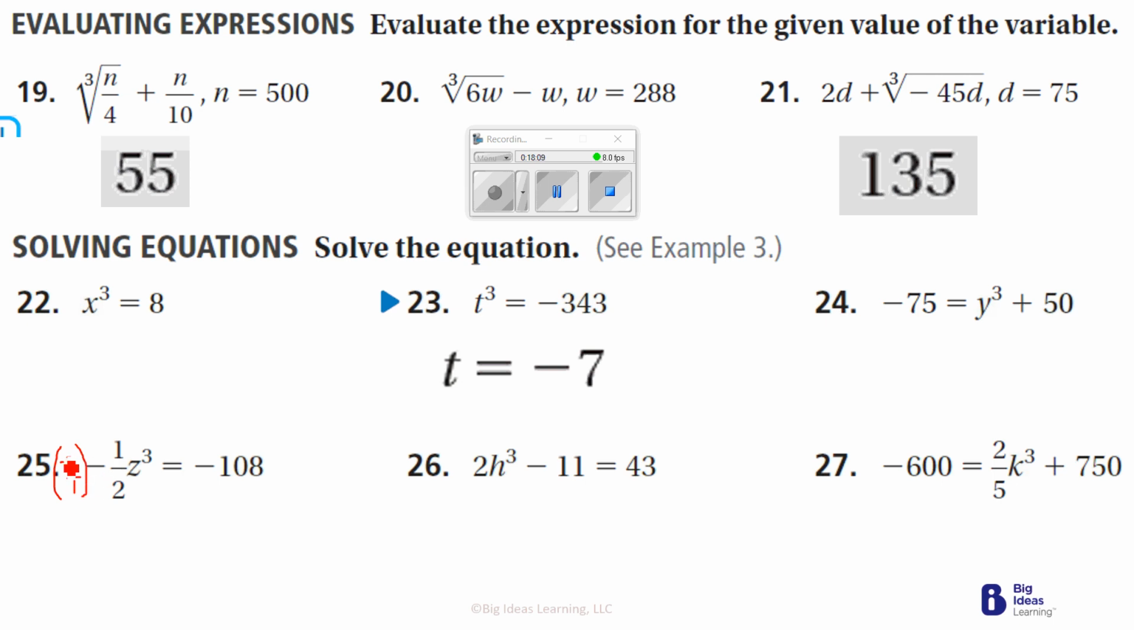That'll get rid of my negative 2's and my 1's and leave z cubed there. But whatever I do to one side, I have to do the other. So I'm going to have to multiply this by negative 2. This is going to give me z to the third power is equal to, well, negative times a negative is a positive, right? So this is going to be 216. All right, and now to get z by itself, I have to see what is going to be equal to the square root, or the cube root, excuse me, of 216.